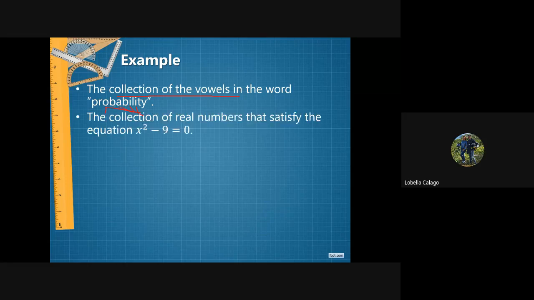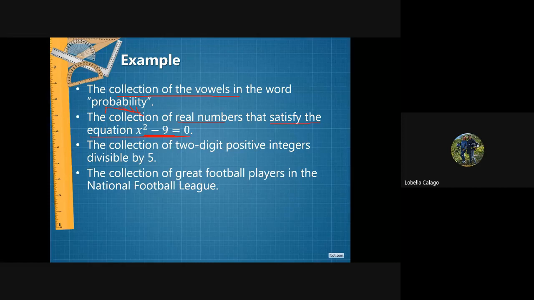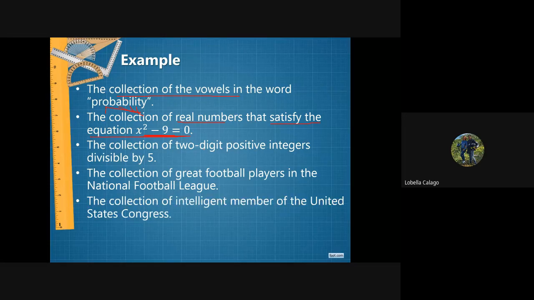We have also an example, the collection of real numbers that satisfies the equation. So ito yung boundary ng gusto nyong gawing set. Wherein, a real number siya, pero it will satisfy this equation. Next, the collection of two-digit positive integers divisible by 5. So may mga boundary po tayong nilalagay. The collection of great football players in the National Football League. The collection of intelligent members of the United States Congress. So yun yung mga example na mga collection.